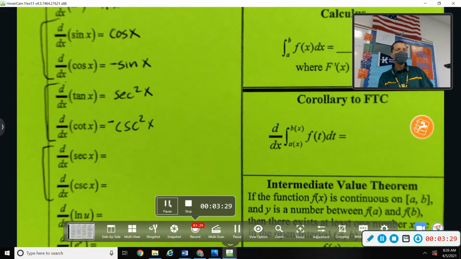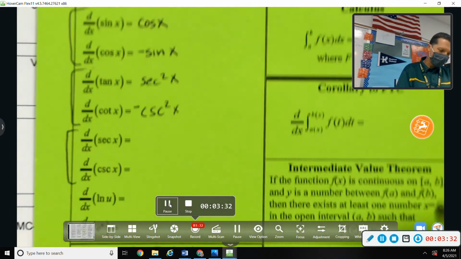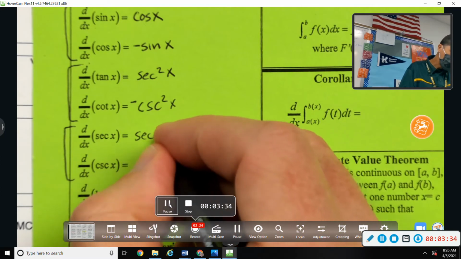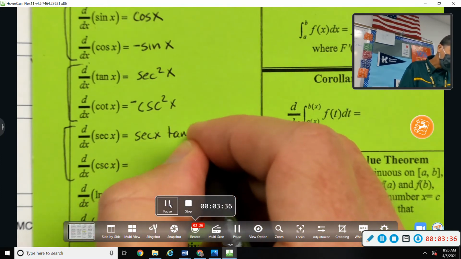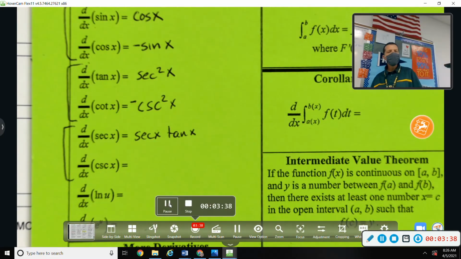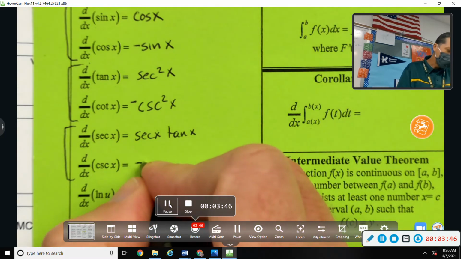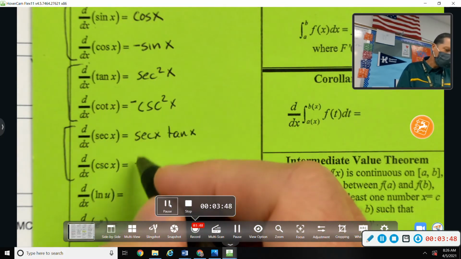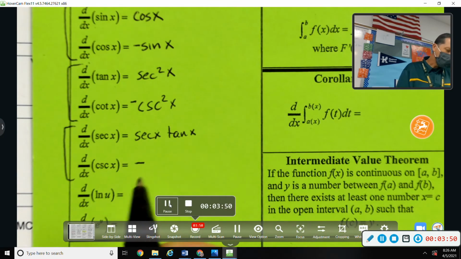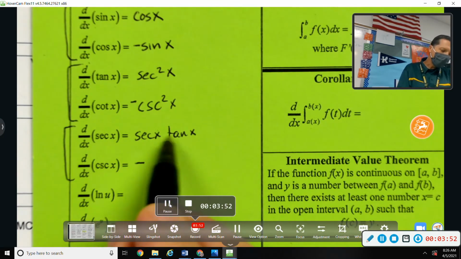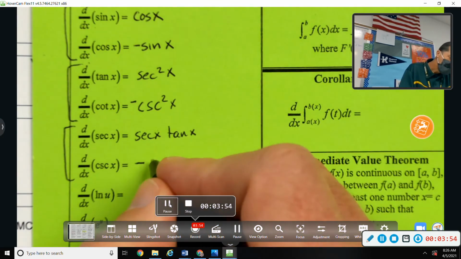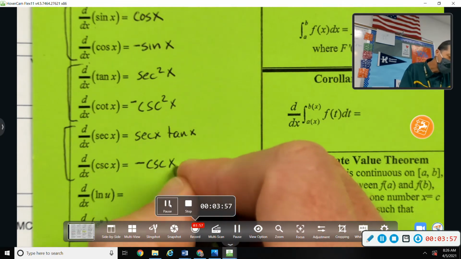How about the derivative of secant? Secant tangent. The derivative of cosecant? It's going to be negative because all the co-functions are negative. And then look at what secant goes to, and cosecant will go to negative cosecant cotangent.